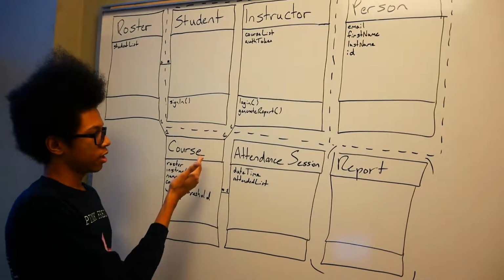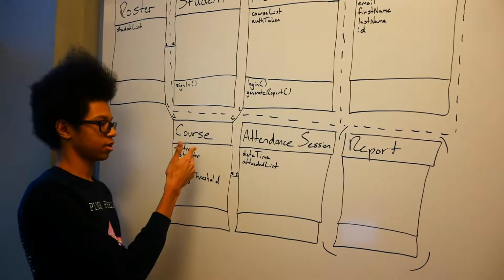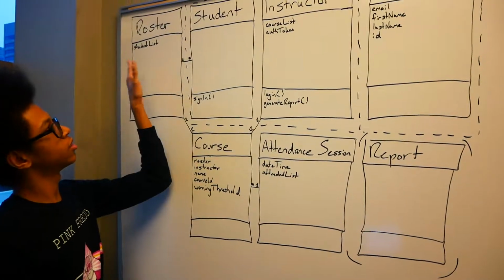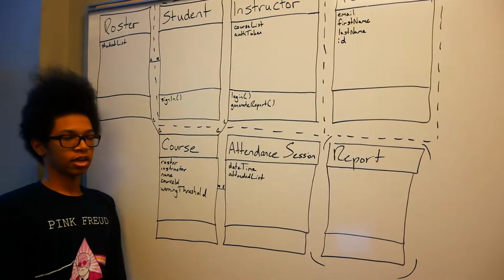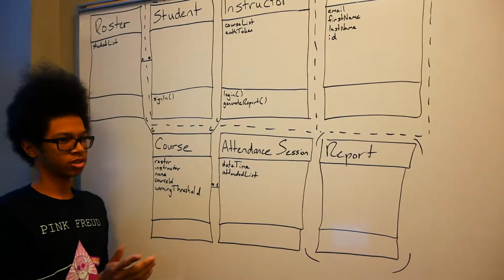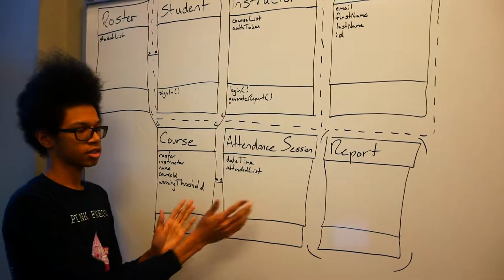And then we have a class for the course that they're in, which would have the name and course ID, and every course would have its own roster, and inside the roster we would have multiple students. Additionally, we have a class for attendance sessions. So this is just for when you're actually taking attendance, that it's kept inside this class.